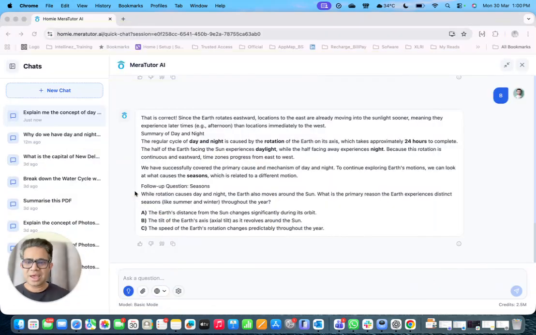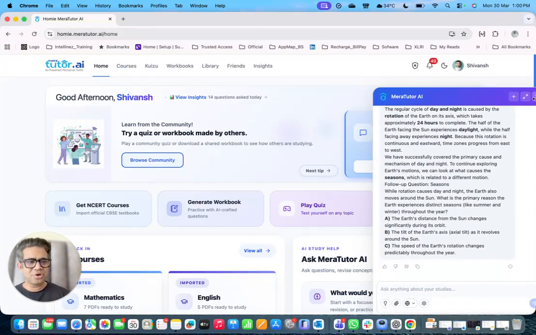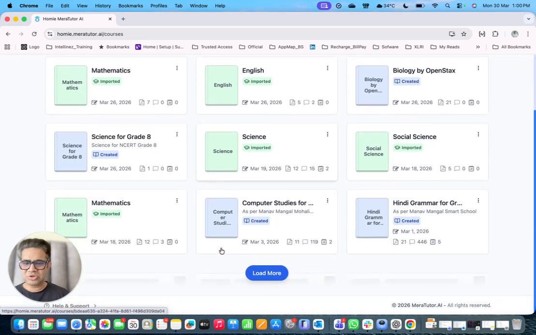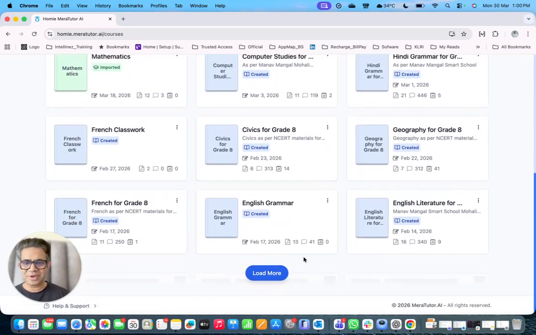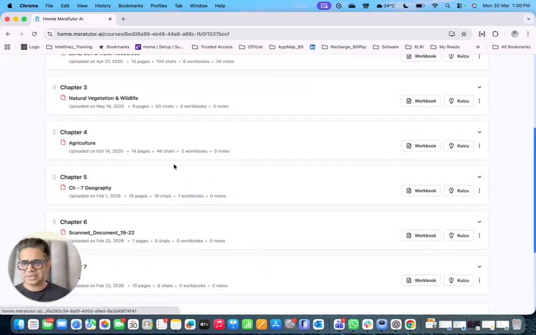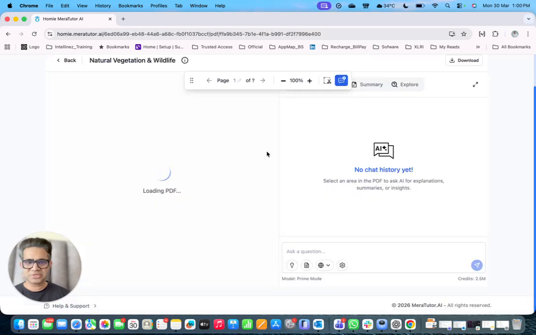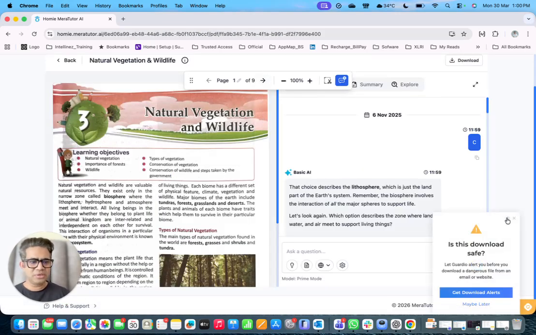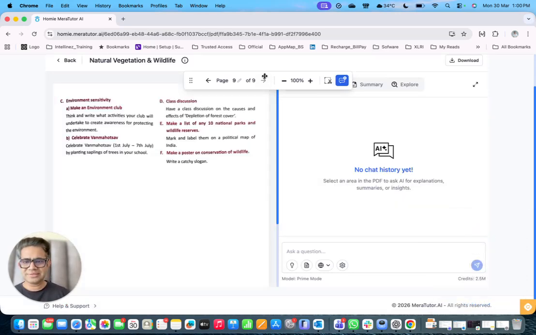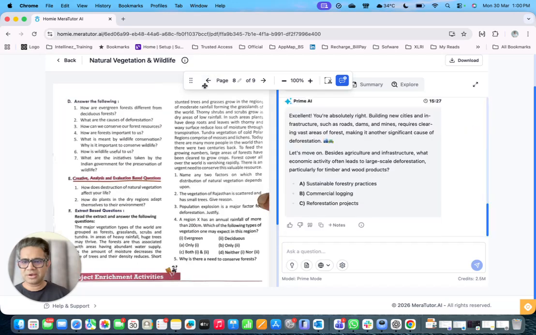How you're going to use this. There's another way I want to show you. So this was the normal chatbot where I was using the coach mode. If you go to courses, let's say I want to learn one of my school recommended subjects like geography. And if I take you to a chapter like natural vegetation, and over here, one of the exercises at the back of the chapter: how are evergreen forests different from this? What are the causes of deforestation?